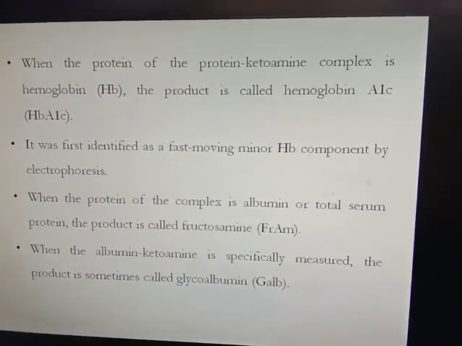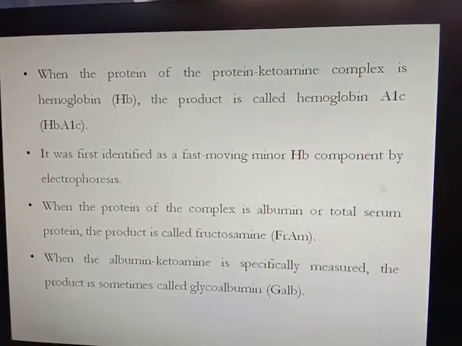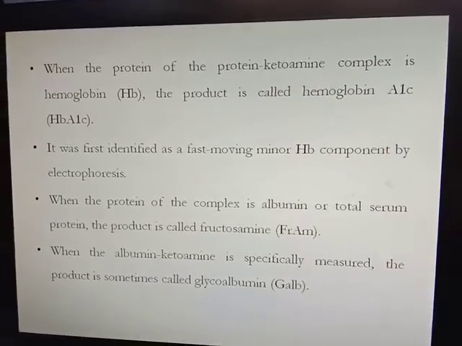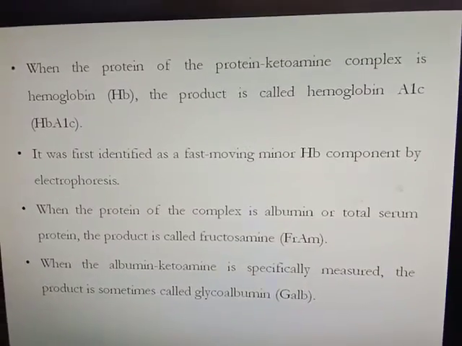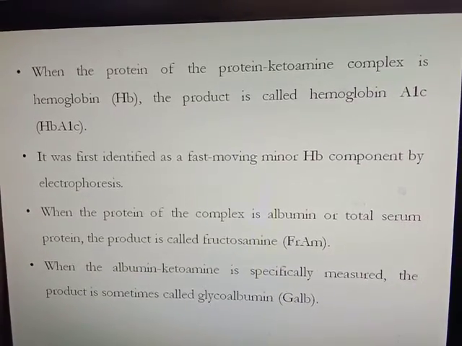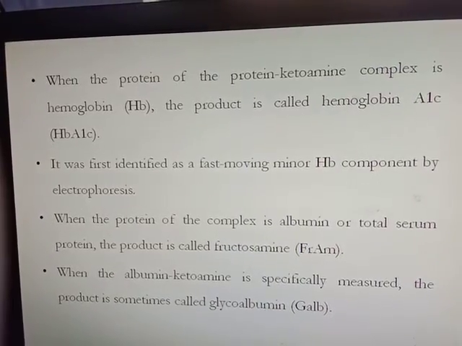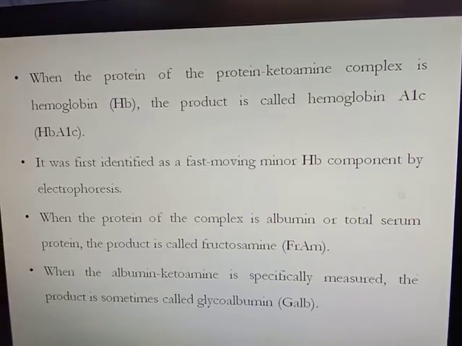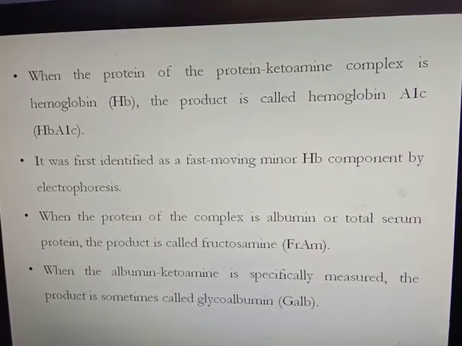When the protein of this protein-ketoamine complex is hemoglobin, the product is called hemoglobin A1C. When a protein is bound to glucose it is called a glycated protein, but if the protein is specifically hemoglobin, then it is called the hemoglobin A1C complex. It was first identified as a fast-moving minor hemoglobin component by electrophoresis.